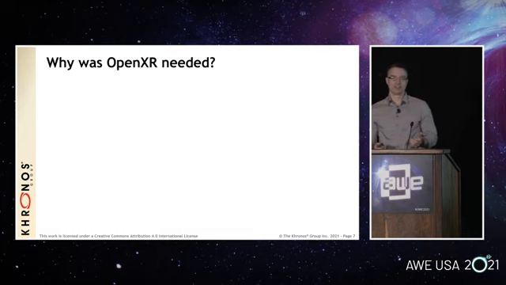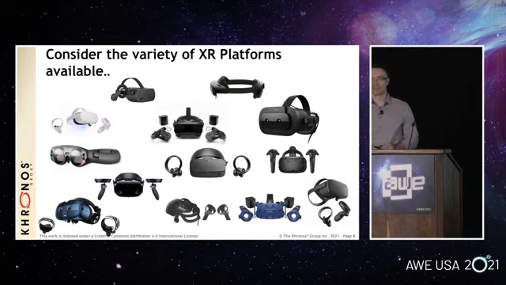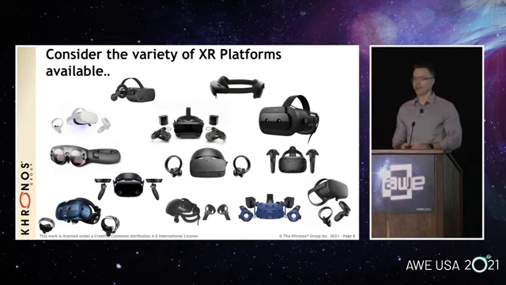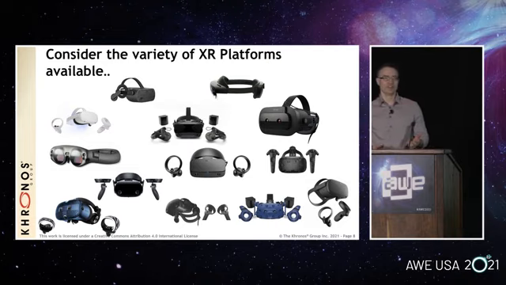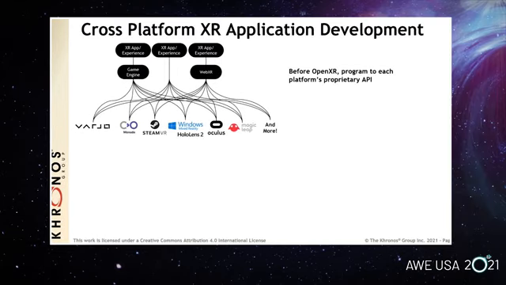So why was OpenXR needed in the first place? If you consider the variety of XR platforms that are available from AR and VR, they range in display capabilities, tracking capabilities, environmental input capabilities, as well as controller styles and input mechanisms. And so before OpenXR, you had so many platforms out there that an application had to develop for. You spent a lot of time programming through proprietary software interfaces to each of the different platforms, trying to reach a really broad XR audience, which is still fairly nascent and the market is still very small.